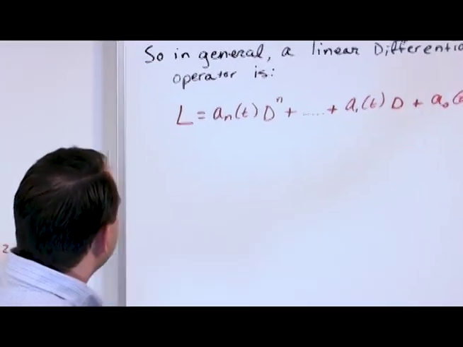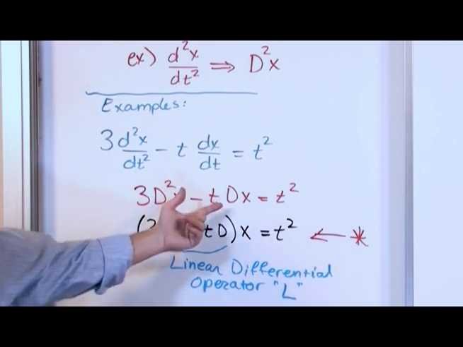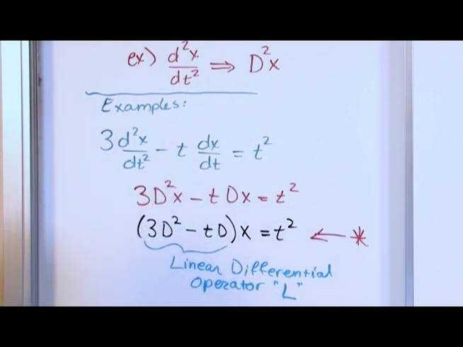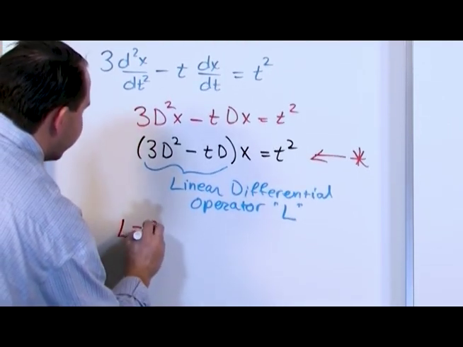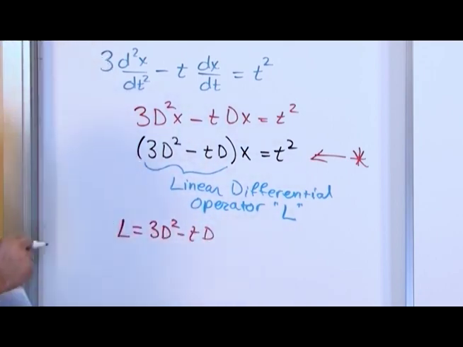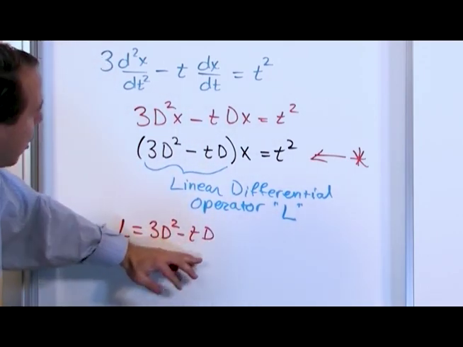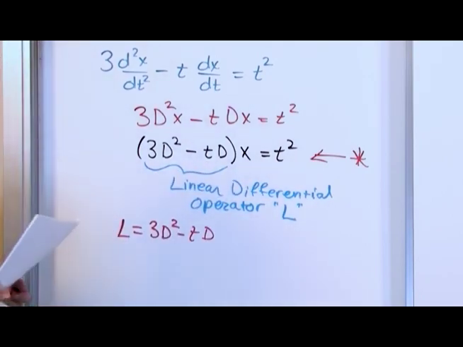You look at that and you're like, oh my gosh, what does this mean? But it's just literally taking these derivatives that we had and sticking D's in their place and putting superscripts there to denote what level of derivative we have. Okay? So in this particular case down here, we would say that the linear differential operator L is equal to 3D squared minus tD. And that's it. And when you take this operator and operate on our function x, you get a differential equation. Set it equal to the right-hand side, there you go.